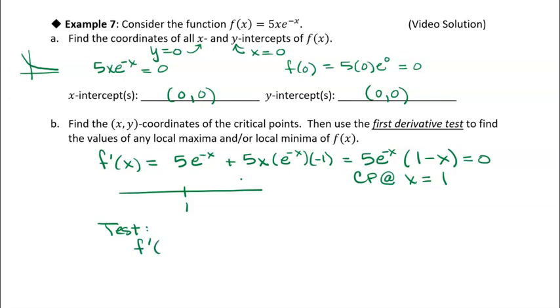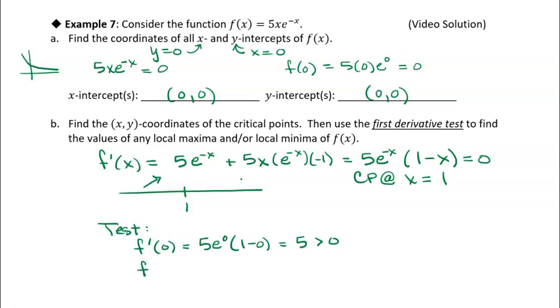I'm going to pick a point to the left of 1, so maybe 0. F prime of 0. I'm going to have 5e to the 0, and then 1 minus 0. So I'm just going to get 5, right? That's just 5. I don't really care about the value. All I really care about is that that's greater than 0. So the function is increasing to the left of 1.